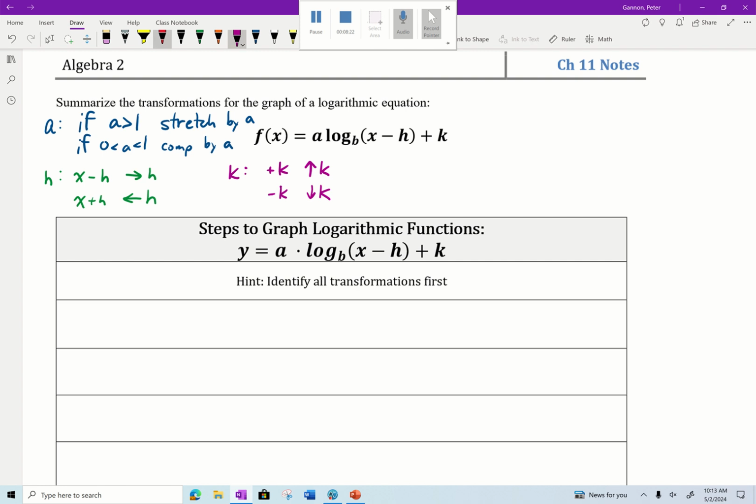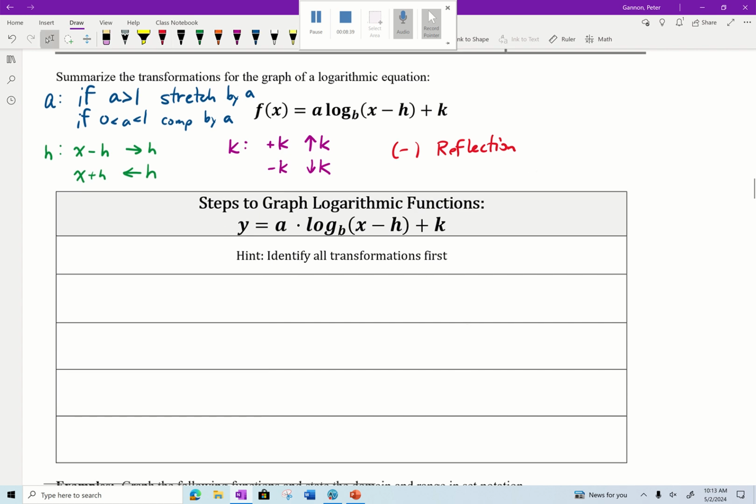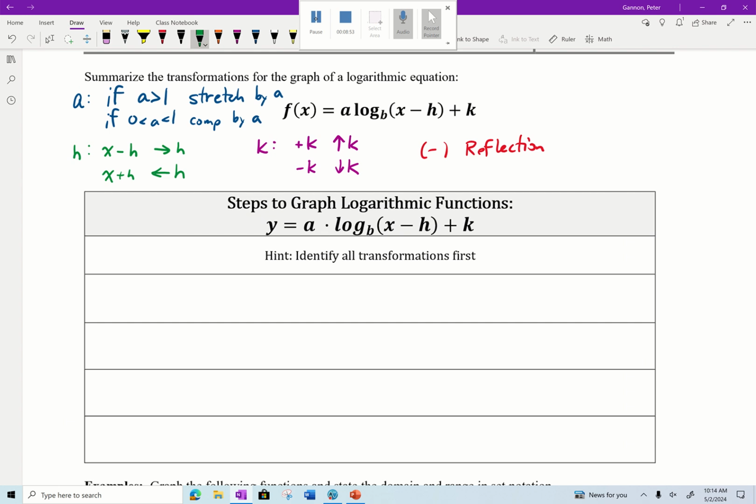The only other thing that can happen is we could have that negative in front. Sometimes people think about it as that negative a value. That's going to cause a reflection, and specifically, it is a vertical reflection. So when we see one of these equations, we should be able to identify those transformations. It says, hint, identify transformations first. That's the same thing as making sure you can identify a, b, h, and k. So I'm going to make a little note here. On top of that, we want to identify a, b, h, and k.